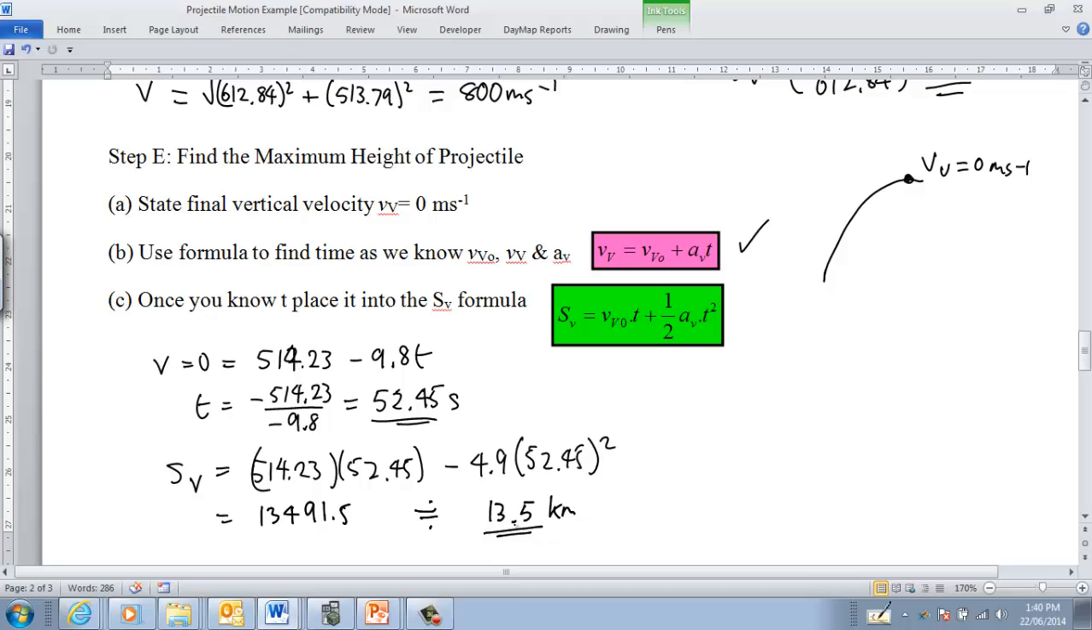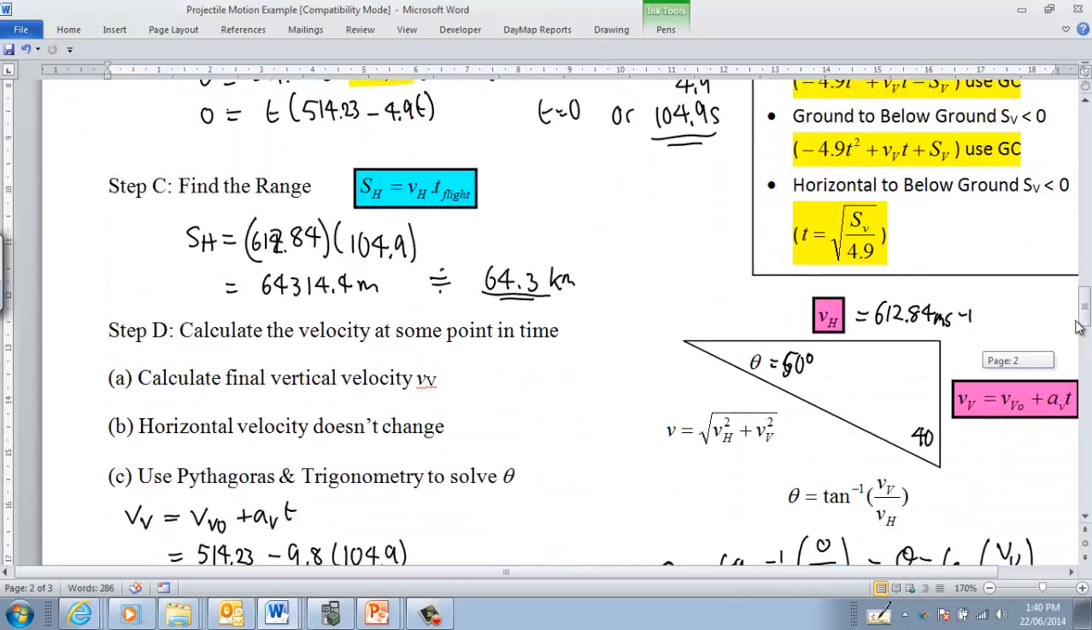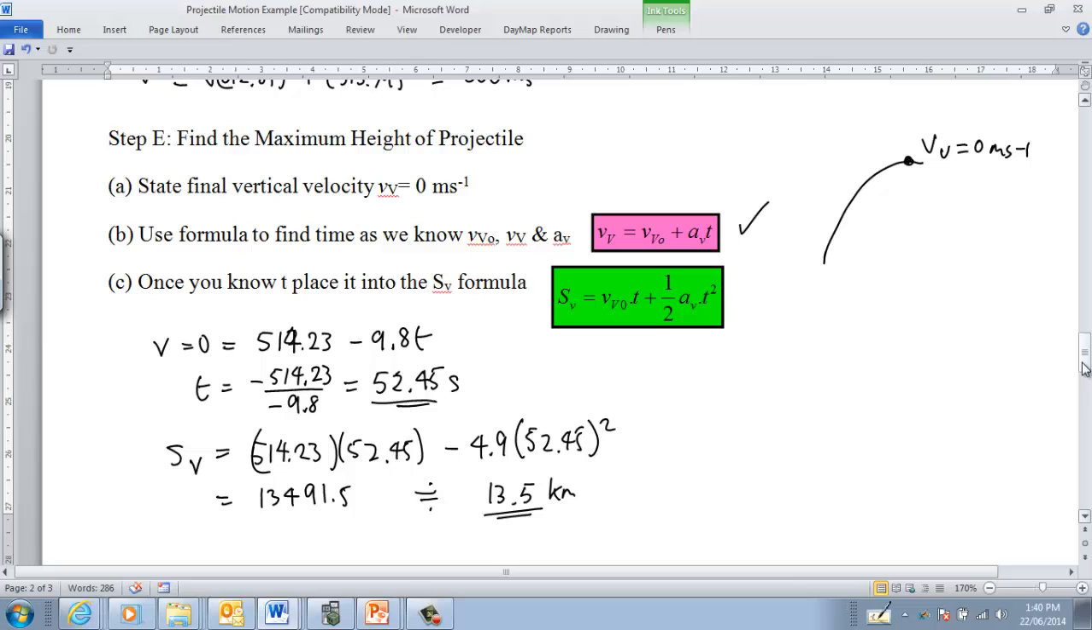Alright, so we've now pretty well gone through a whole question. Now, in projectile motion, this is everything you could probably be asked to do. So there's an example for that. This will be enough for this video. I'm going to go through a couple of other examples in some other videos to help you look at different scenarios that you might see.